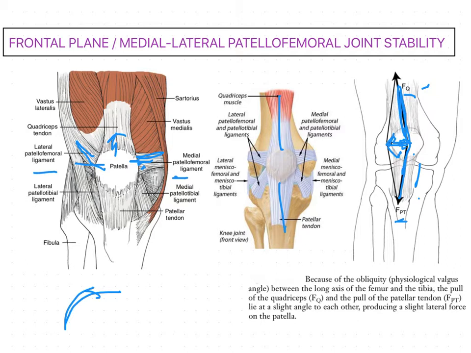The pull of the vastus lateralis muscle is normally 12 to 15 degrees lateral to the long axis of the femur, with even greater obliquity in its lower fibers. So here, the pull of the vastus medialis is the longest.